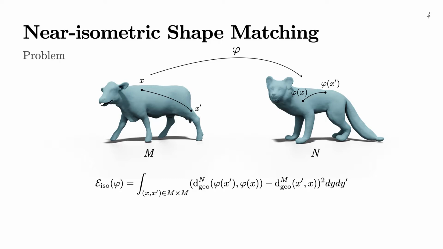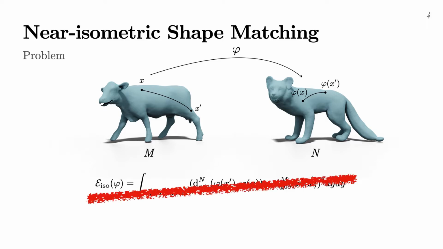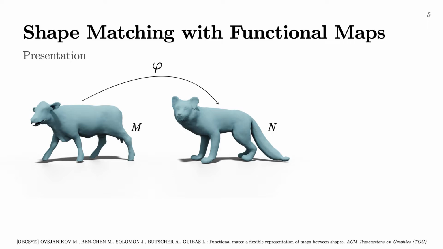For instance, we could design this energy, which is low for near-isometric maps. But remember that Mr. Cow and Mr. Fox are defined with many points, thousands for reasonable discretizations. The space of potential maps is thus huge and quite difficult to explore. We need a relaxation of the problem. One possible solution is to match not points, but functions between shapes. This is a more general setting since we can match deltas to get back to the initial problem.